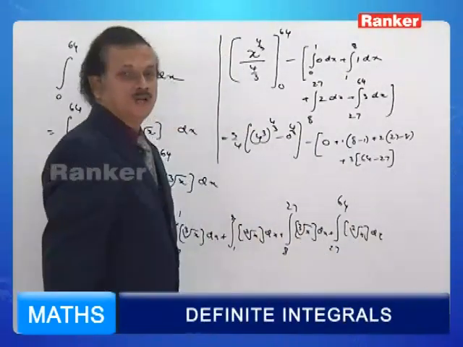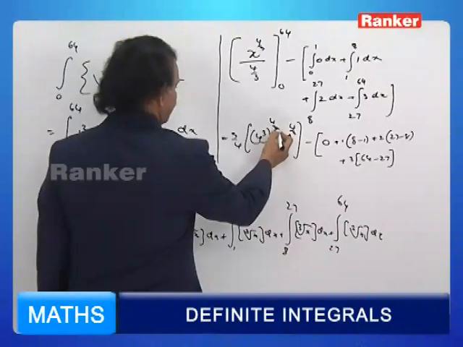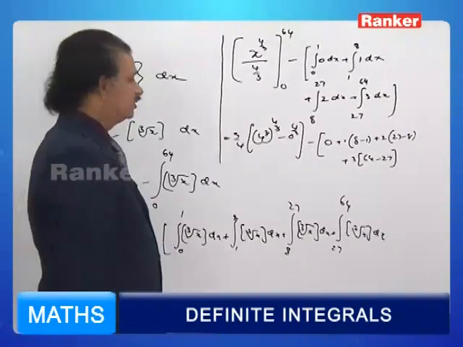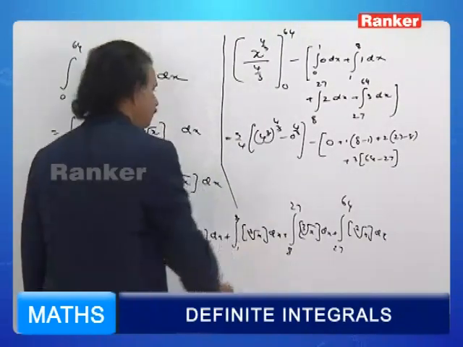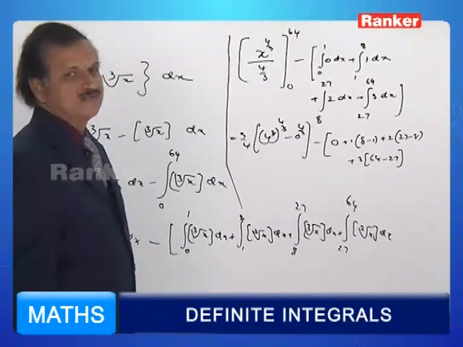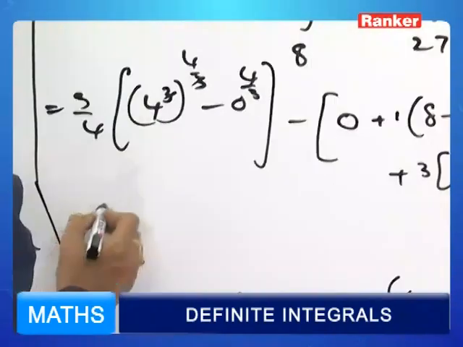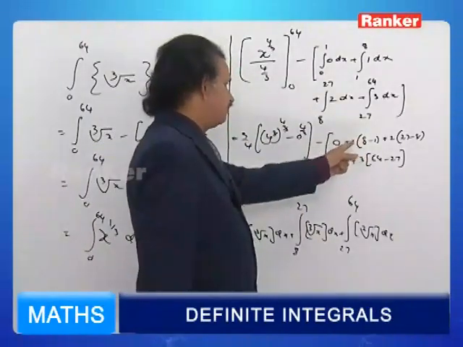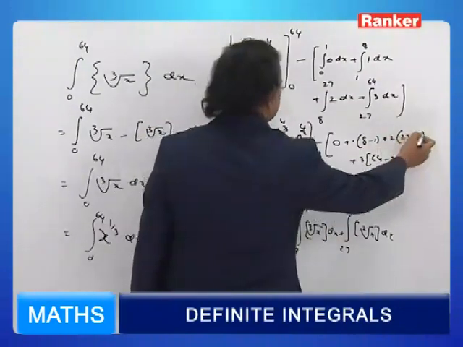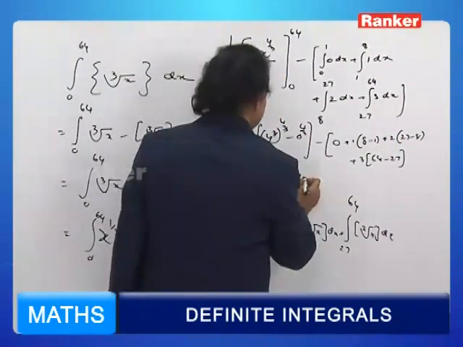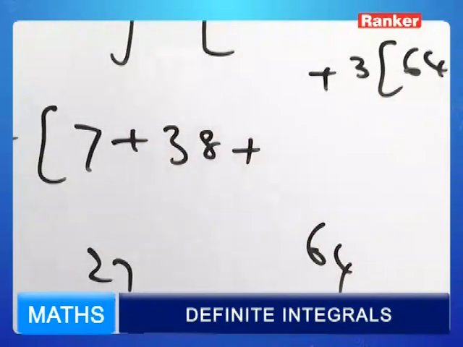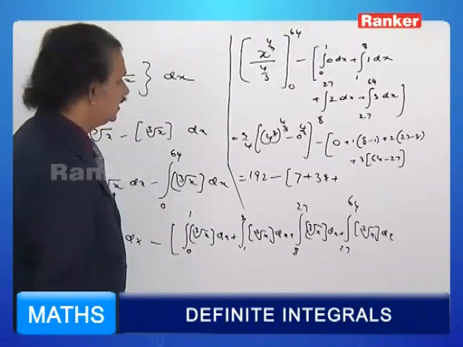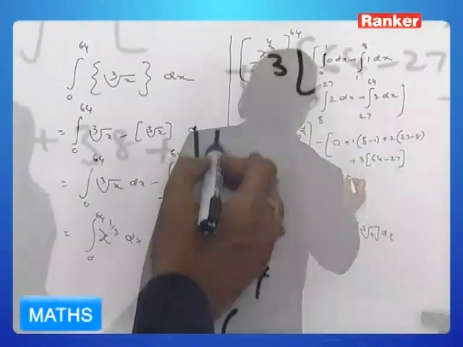Well done. What happens to this? The 3 and 3 go away. 4 power 4 divided by 4 is 4 cube. 4 cube is 64. 3 into 64: 3 sixties are 180, 3 fours are 12, so 192. Minus, 8 minus 1 is 7. 7 ones are 7. 27 minus 8 is 19. 19 twos are 38. Plus 64 minus 27 is 37. And 3 thirty-sevens are 111.